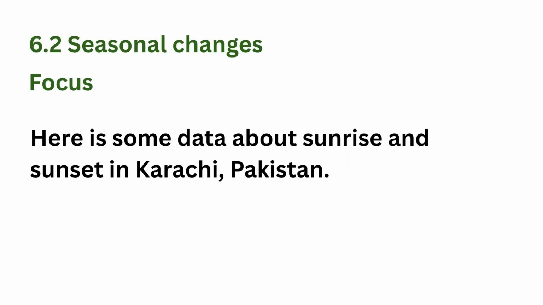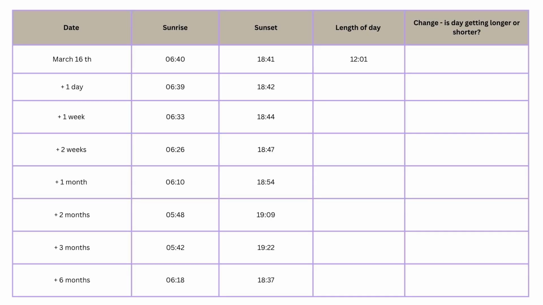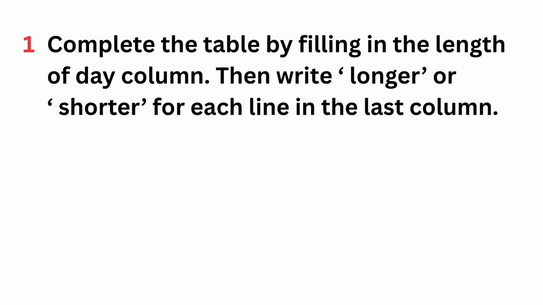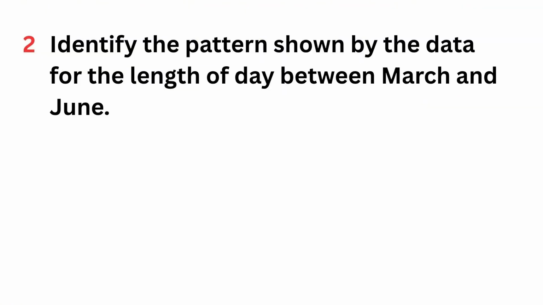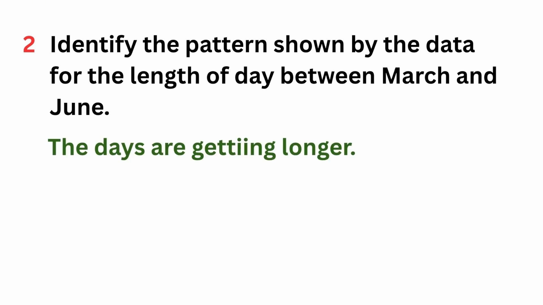6.2 Seasonal changes. Focus. Here is some data about sunrise and sunset in Karachi, Pakistan. Question number 1. Complete the table by filling in the length of day column, then write longer or shorter for each line in the last column. Question 2. Identify the pattern shown by the data for the length of day between March and June. The days are getting longer.